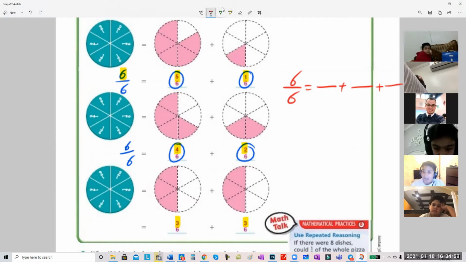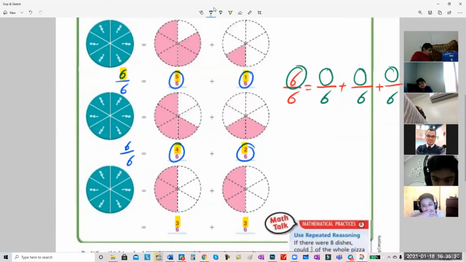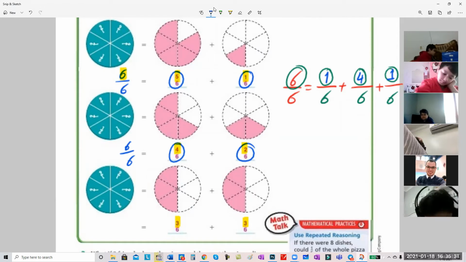First thing, you have to write the same denominator, 6, 6, 6. And we're going to think about 3 numbers. You have to write 3 different numbers, or 3 same numbers, to get 6. Which 3 numbers, if we add them together, give us 6? We can write, let's say, 1 plus 4 plus 1, right? So 1 plus 4 equals 5, plus 1 equals 6.